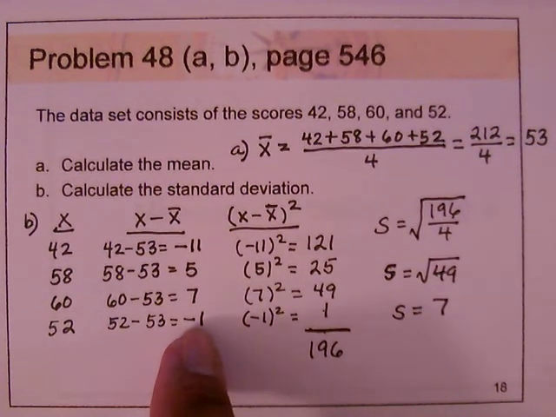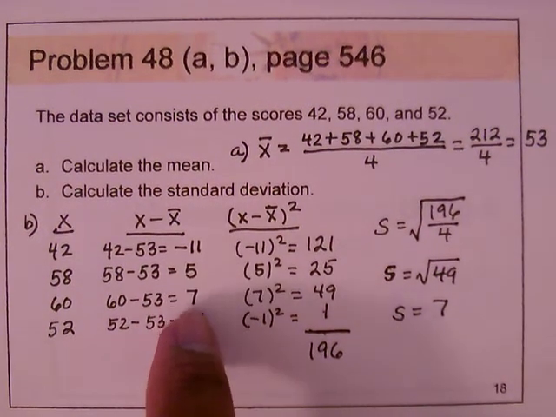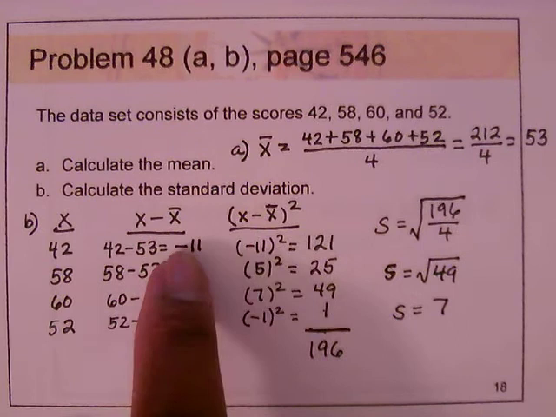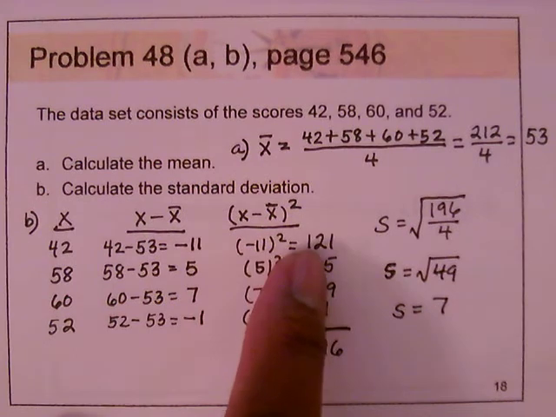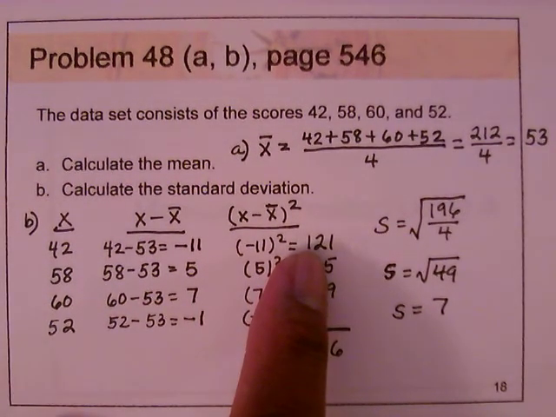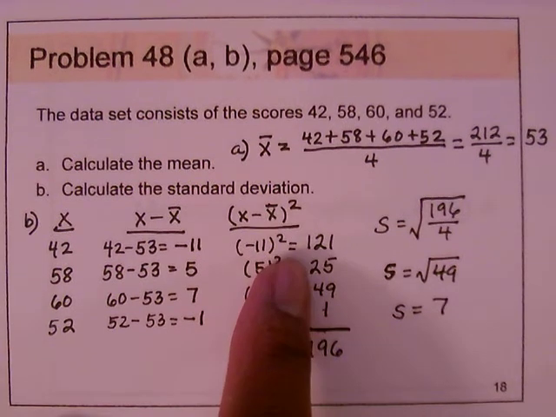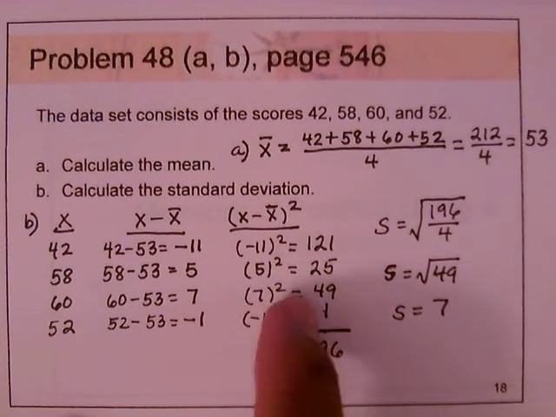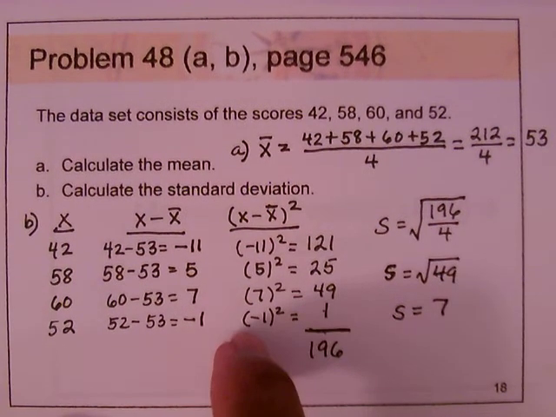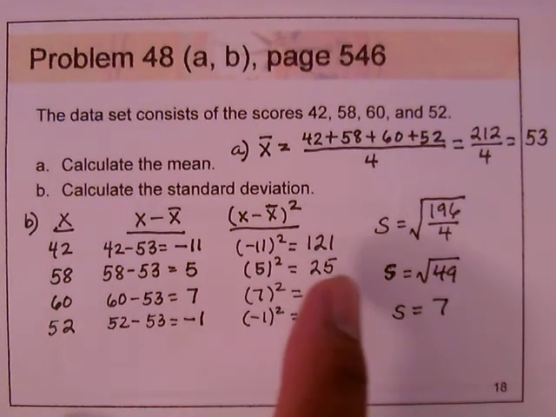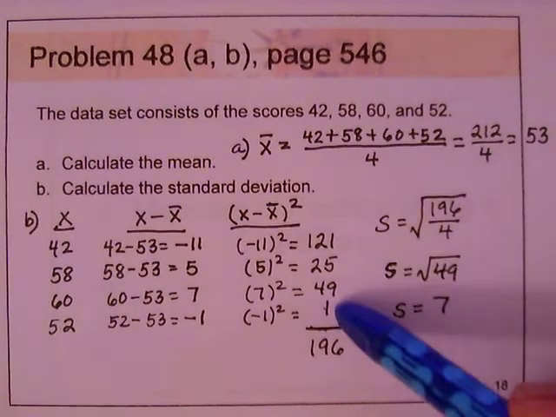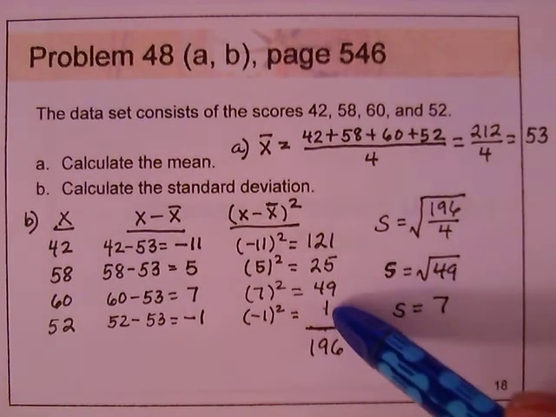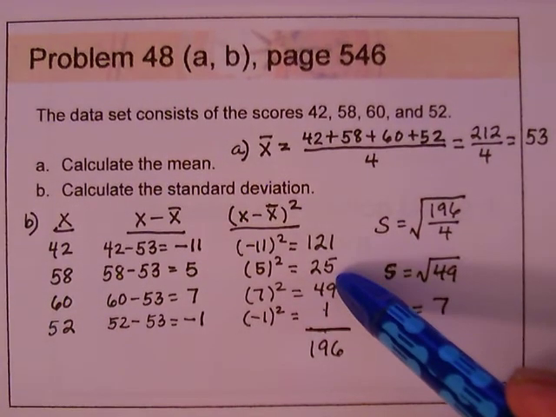And then I'm going to square each of these deviations here. Okay, so if I square negative 11, that's negative 11 times negative 11, which will be positive 121. If I square the 5, 5 times 5, that's 25. Square the 7. 7 times 7 will be 49. And then negative 1 squared, negative 1 times negative 1 will be positive 1. And then next, I add those numbers here. Add the squares of the deviations. Add 121, 25, 49, and 1, you'll get 196.